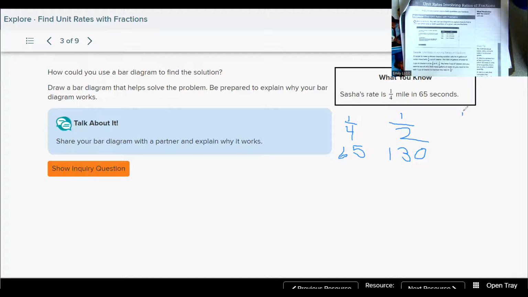All right. So what if I wrote 3/4 for the next one? What am I adding to the 130? 65. So for each quarter, it's taking her 65 seconds. So now I have 195 seconds. So how would I figure out how long it took her to run 1 mile? What am I adding to the 195? 65.